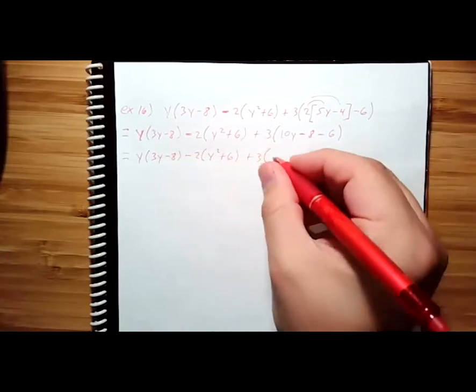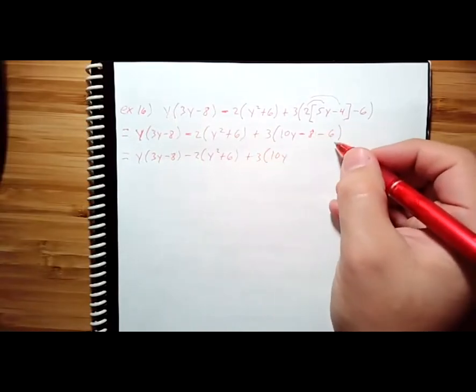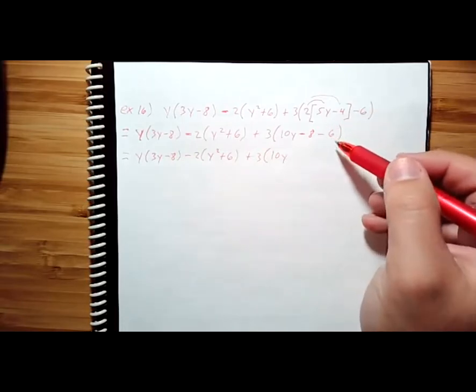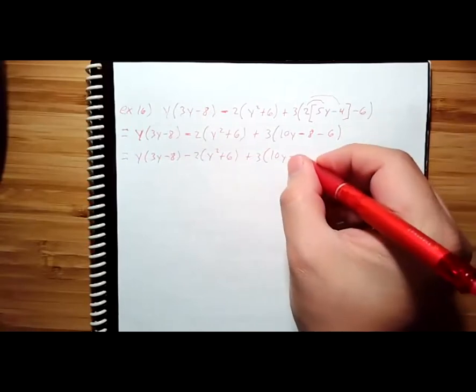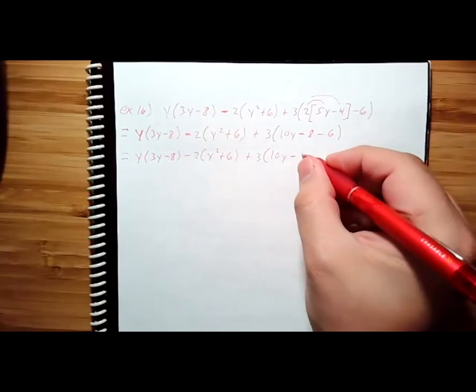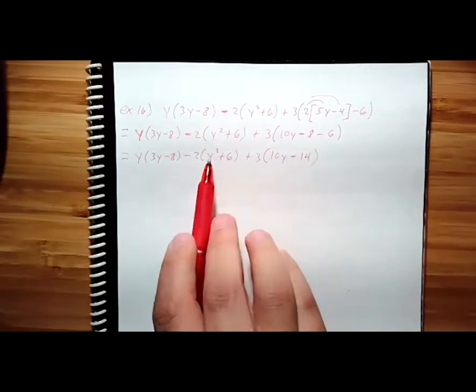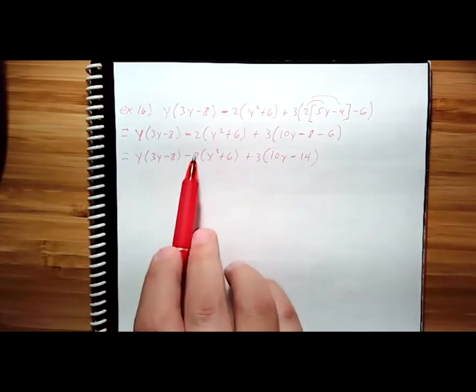Show extra steps just in case. So negative 8 minus 6. They're both the same sign, right? That'll be negative 14. Yeah, negative 14. So now everything's good inside, right? So let's go ahead and distribute left to right.